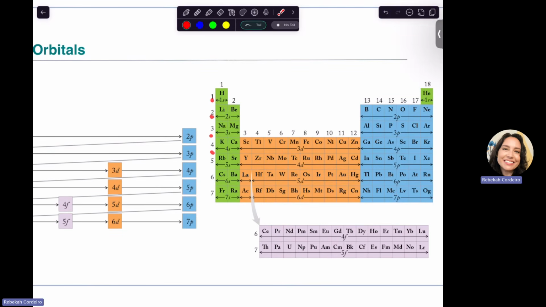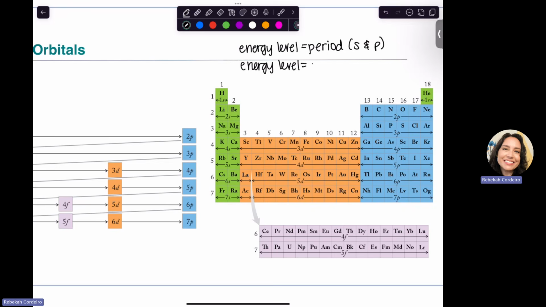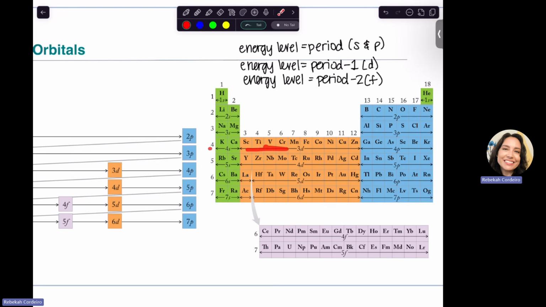The energy level corresponds to the period for the S and the P blocks. So energy level equals period, and the period is the row for S and P. And then for D, energy level equals the period minus 1. And then for F, it's minus 2. So we can get everything we need to know about where our electrons are and what our electron configurations are from the periodic table. So even though the D starts on 4, it's going to be labeled as 3d, but we still go in the same order.